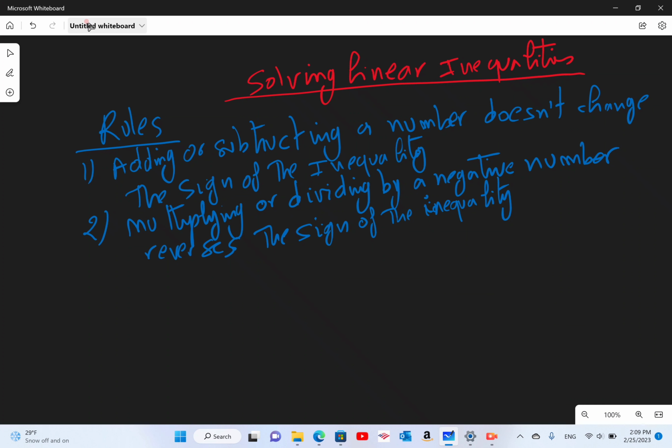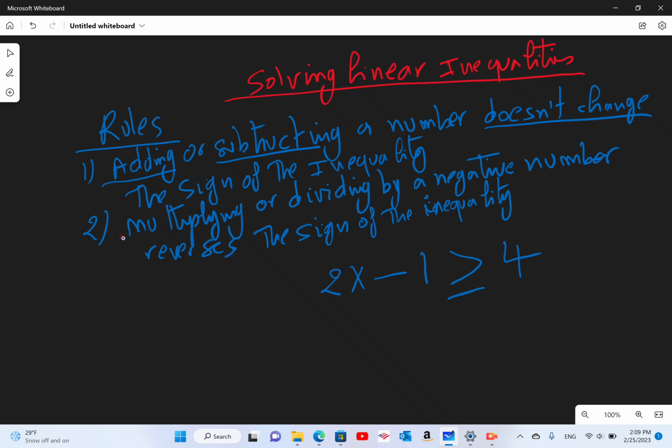Rule number one: adding or subtracting a number doesn't change the sign of the inequality. First let's write an example here. Let's say 2x minus 1 greater than 4. When I say the sign of the inequality, I'm talking about this sign here: greater than, less than, greater than or equal to, or less than or equal to. That's what we're talking about here.